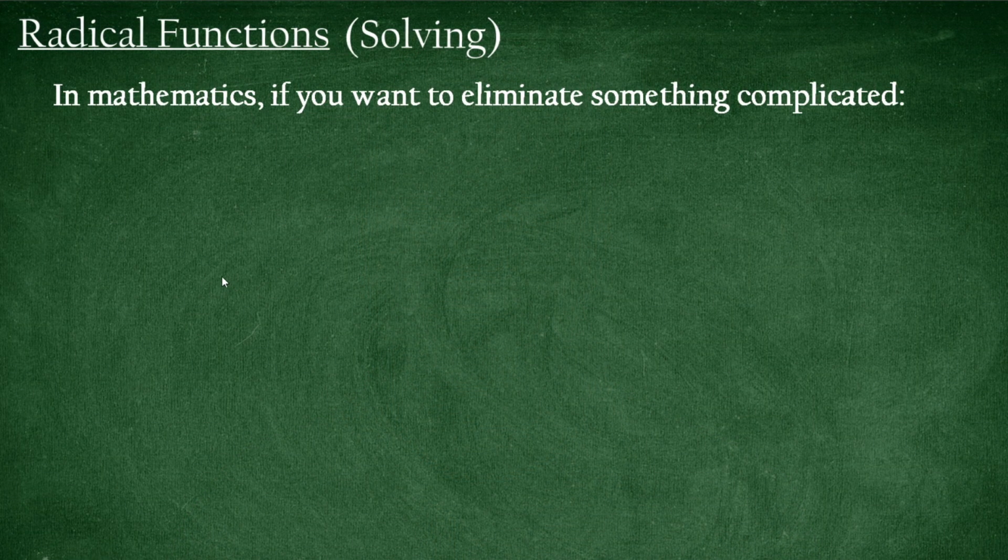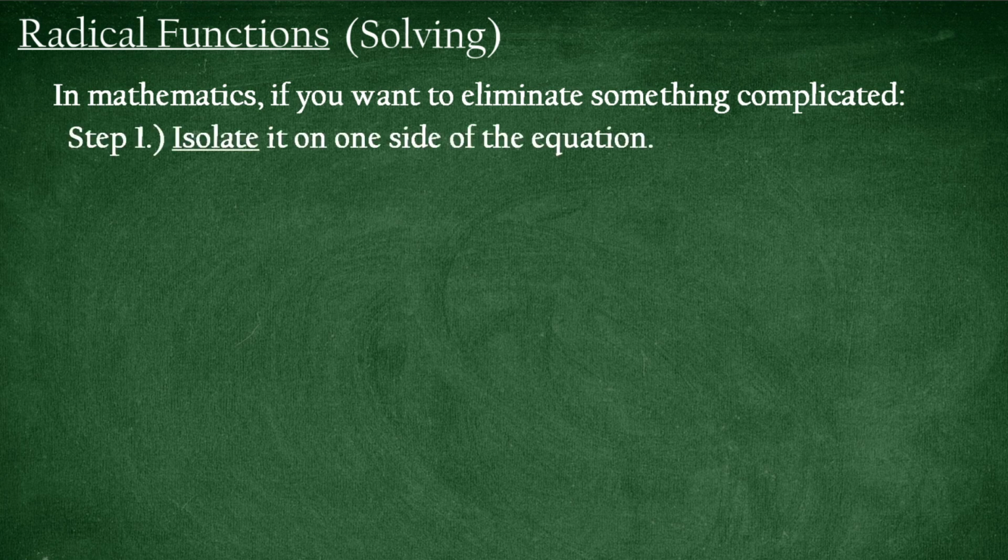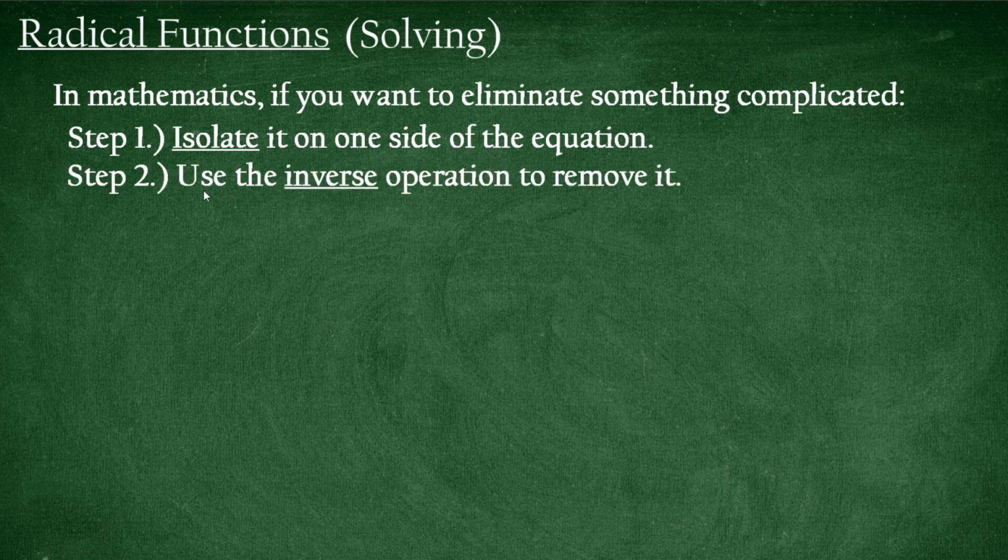Okay, so whenever we're solving any types of equations in mathematics, essentially what you want to find is the most complicated operation in that equation, and then isolate it in order to eliminate it. So let's go ahead and take a look at those steps. Number one is we want to isolate that complicated operation on one side of the equation, and then we can use the inverse operation on both sides in order to remove it.